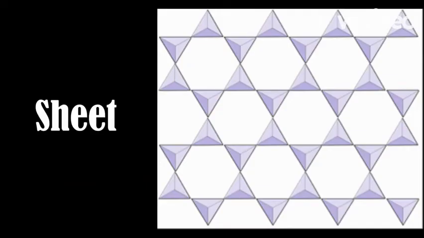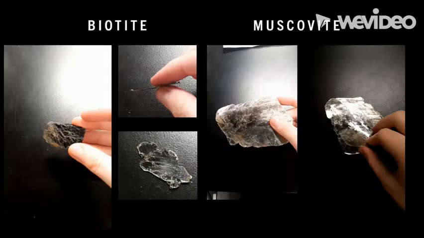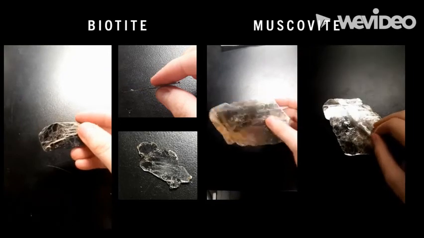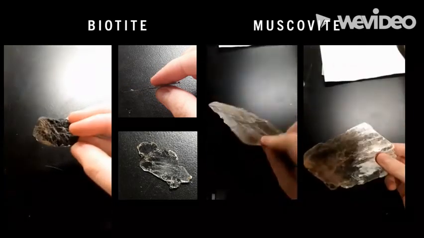The sheet structure is in some ways reminiscent of graphite, in that the tetrahedra bond together in a sheet with three shared oxygens between each, and then elements fill in between the sheets. An example of this is biotite or muscovite, both of which are classified as micas.